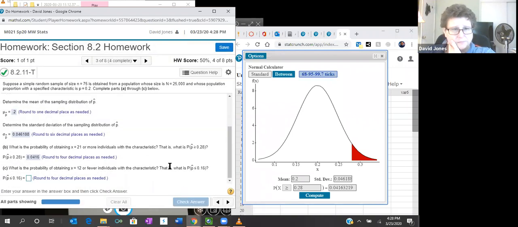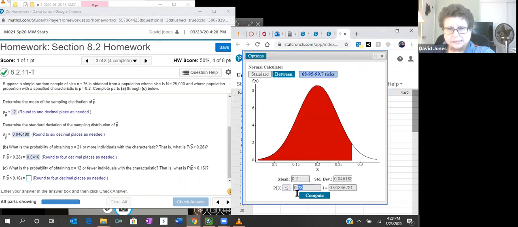Continue. What is the probability of obtaining x equals 12 or fewer? Well, my mean hasn't changed. My standard deviation hasn't changed. They just want me to change this to 0.16.